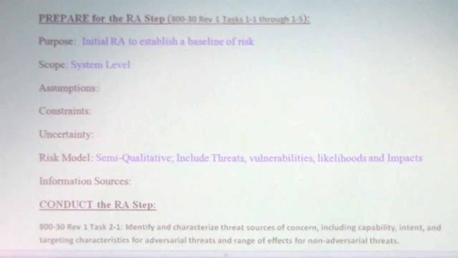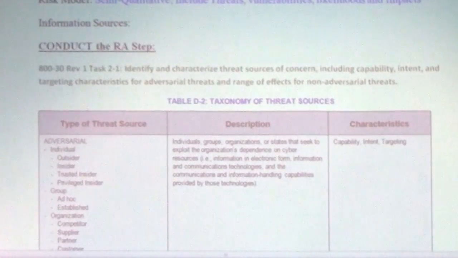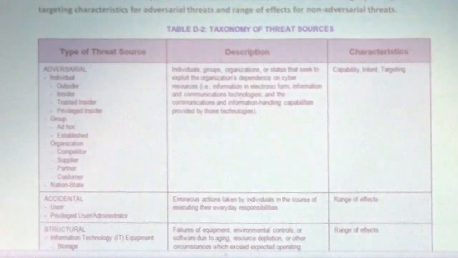So let's go ahead and scroll down and actually start conducting our risk assessment. So the first thing we have to do is identify our threat sources. So what are the entities that are threatening us? And we can see here that we have a row for adversarial types of sources, and then we have individuals, that can be insiders, outsiders, trusted insiders, and privileged insiders. So that might be a very narrow difference there.